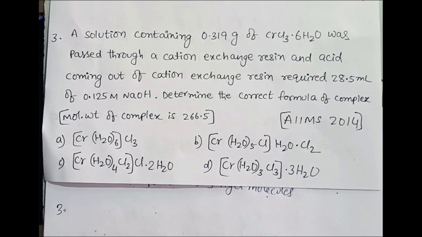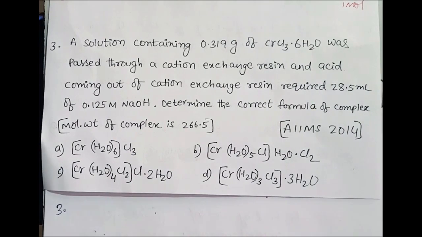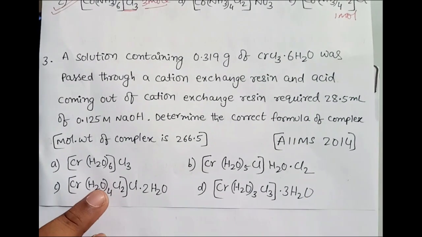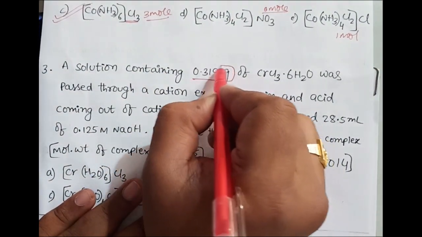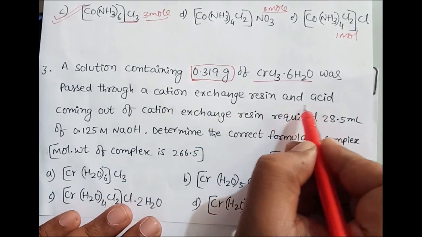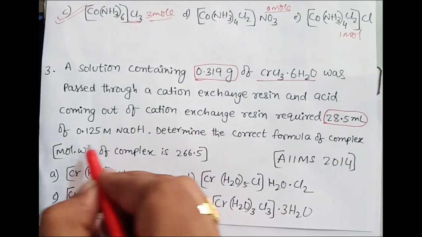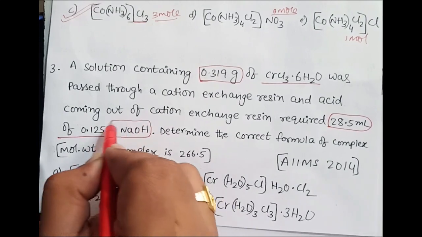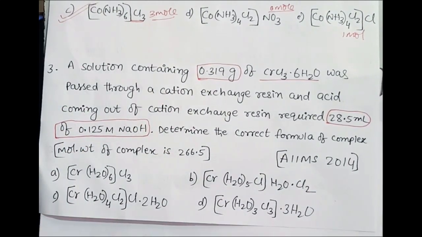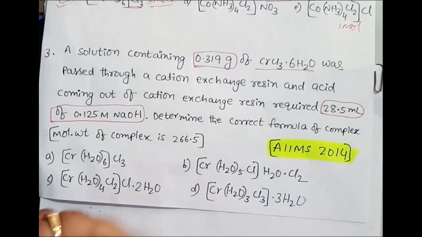Question number 3. A solution containing 0.319 gram of chromium chloride complex was passed through a cation exchange resin, and the acid coming out of the cation exchange resin required 28.5 ml of 0.125 molar NaOH. Determine the formula of the complex. This was asked in AIIMS 2014. So very tough question.